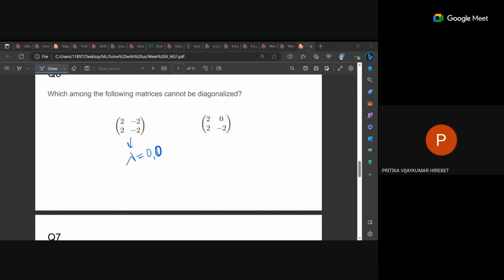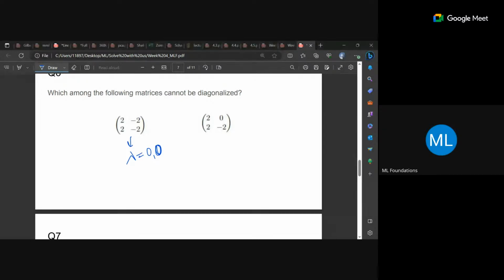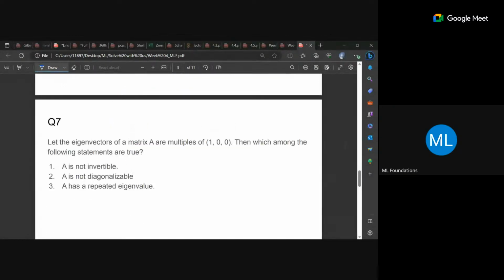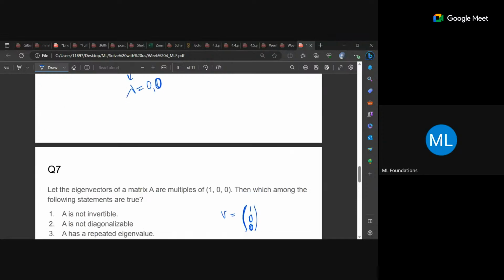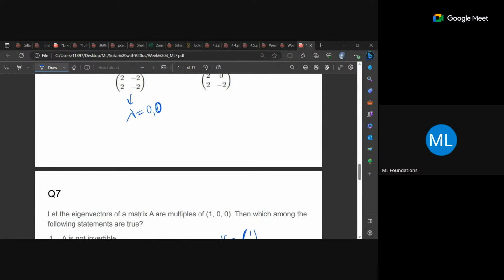Ma'am, my question is, given an eigenvector, how will we know whether it is a repeated eigenvalue or not? In the question, we have the eigenvector, but they are multiples of this vector. So let's say this is my eigenvector 1 0 0. Whatever the eigenvectors are, they are just multiples of this. Similar cases we saw in this example where we had a repeated eigenvalue, right?